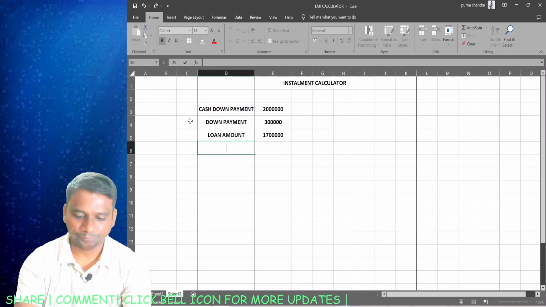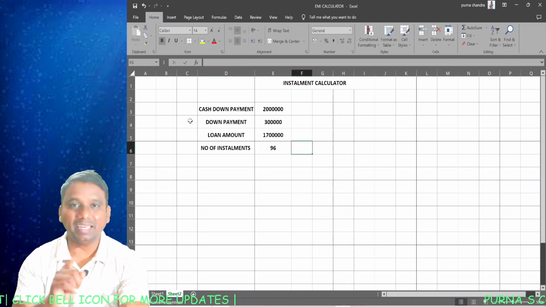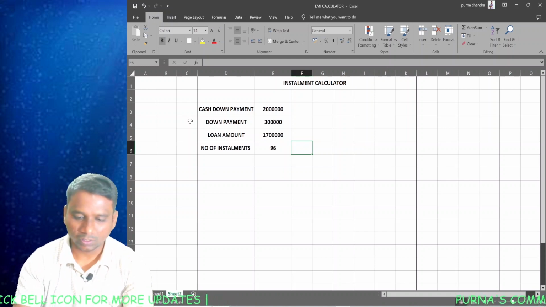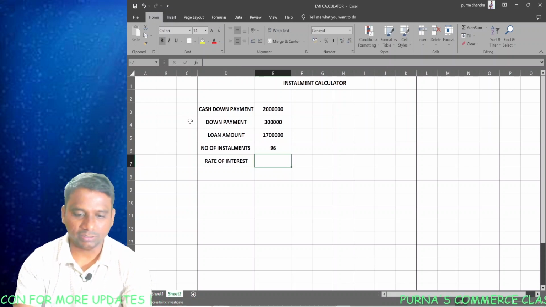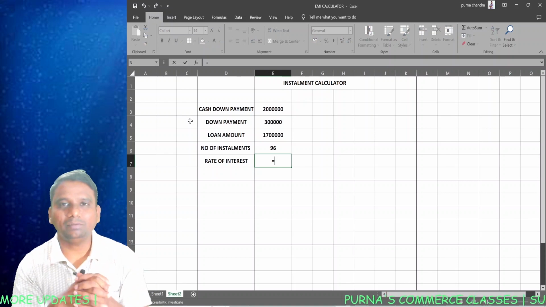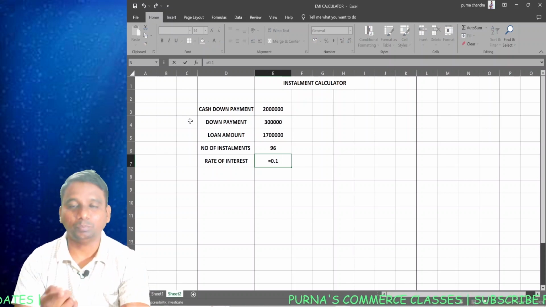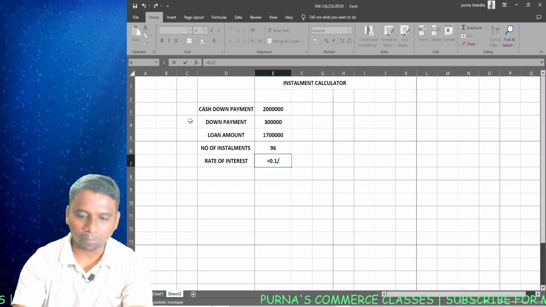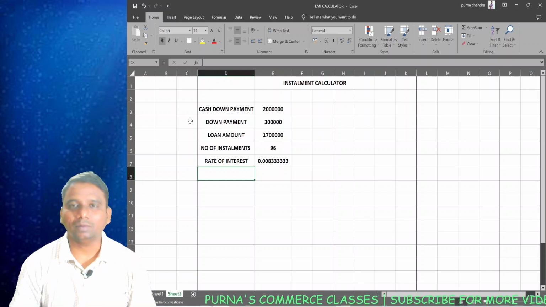Okay, 17 lakhs. Now, what is the rate of interest? Number of installments. Okay, how many? 96. 8 years, 8 into 12, 96. Okay, next, rate of interest. Rate of interest is, look at it, 10% per annum. 10% means 0.1 per annum. Now convert it into months, divided by 12 months. So 83 paisa per month.